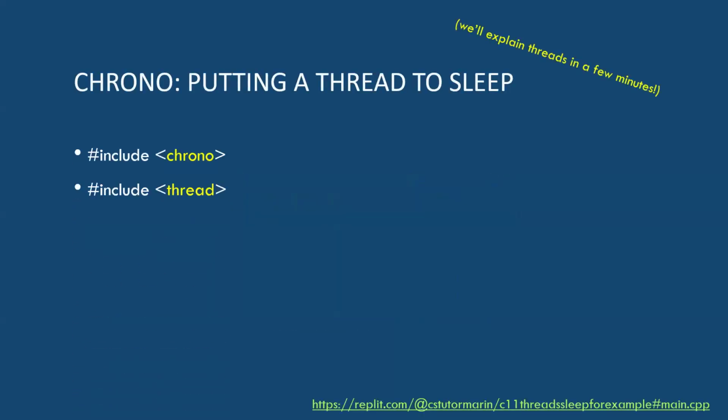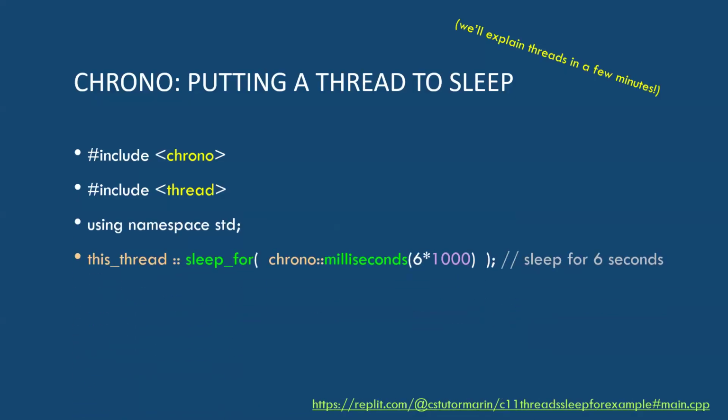And we'll use it in our threads here in a minute, but we need to include the thread library. All we need to do is express the function call and then put some value in there. The chrono library gives us some really handy ways of speaking in milliseconds or seconds or anything.